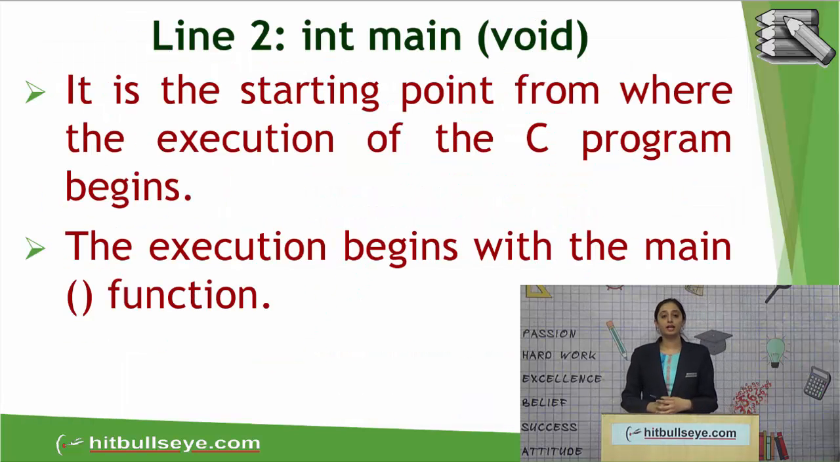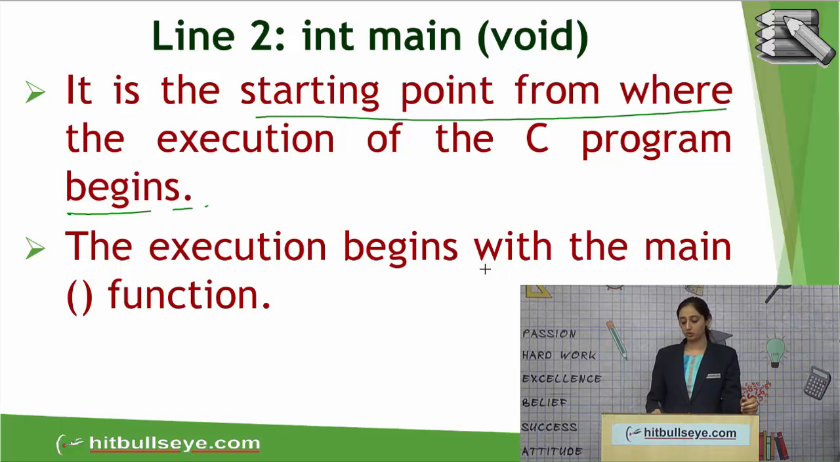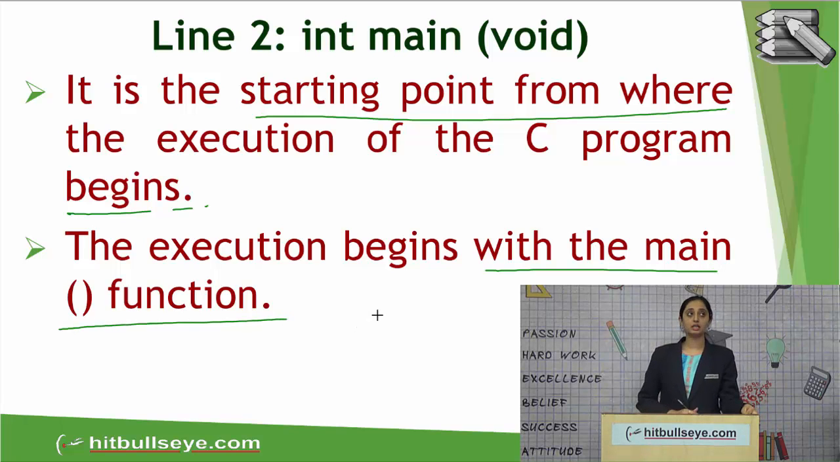So in line 2, it contains int main(void). Main is a function. A function is a set of statements. It is the starting point from where the execution of a C program begins. The execution begins with the main function. Main always returns an integer value.